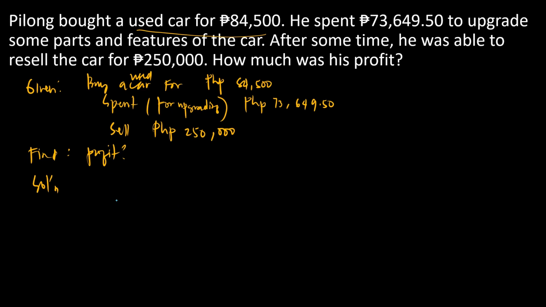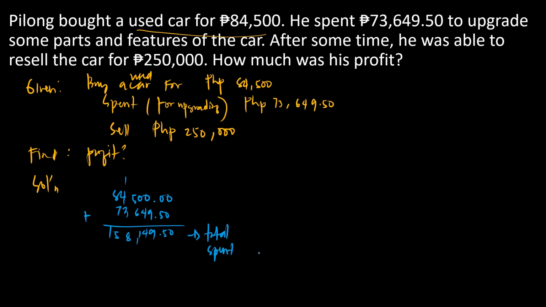First, he spent money on buying the car, 84,500. Then, add also his upgrade of 73,649.50. Then, add them. 0.50, 9, 4, 11, 7, 8. 8 plus 7, we will have 15. Okay. So, the total spent by Pilong is 158,149.50. So, this is his total spent.